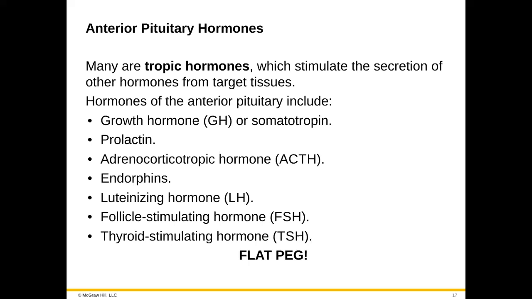And the way that I remember this is FLAT PEG. So the F for follicle stimulating hormone, the L for luteinizing hormone, the A for adrenocorticotropic hormone, the T for thyroid stimulating hormone, the P for prolactin, the E for endorphins, and the G for growth hormone or somatotropin. It is extremely important. I will ask you repeatedly which hormones are associated with the anterior pituitary and which hormones are associated with the posterior pituitary. And this is a good way to remember your anterior pituitary hormones.